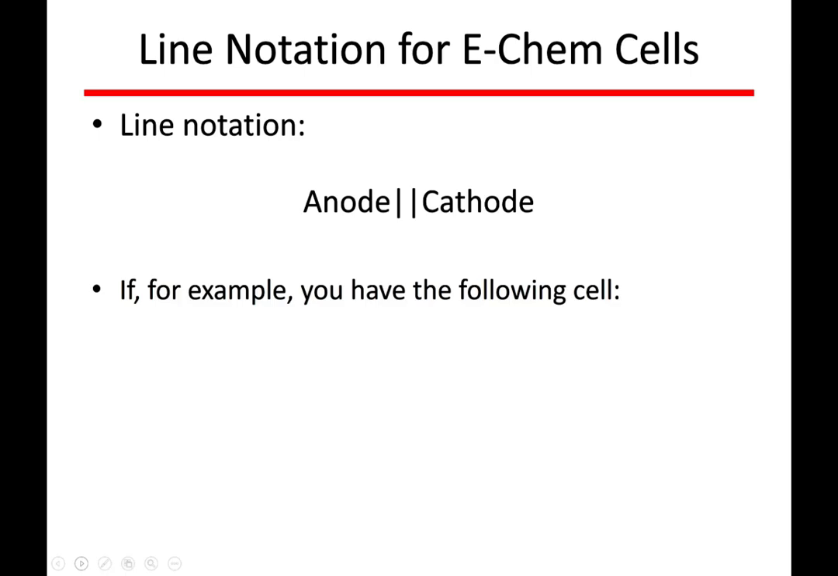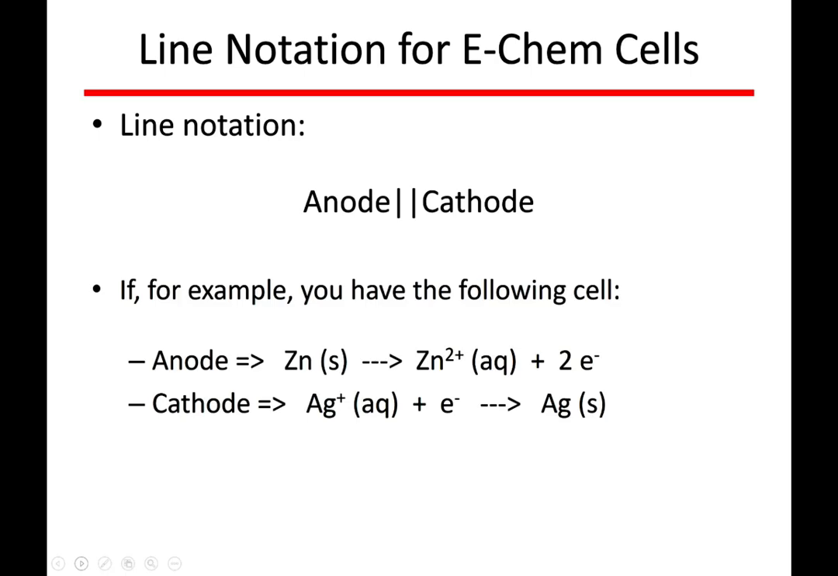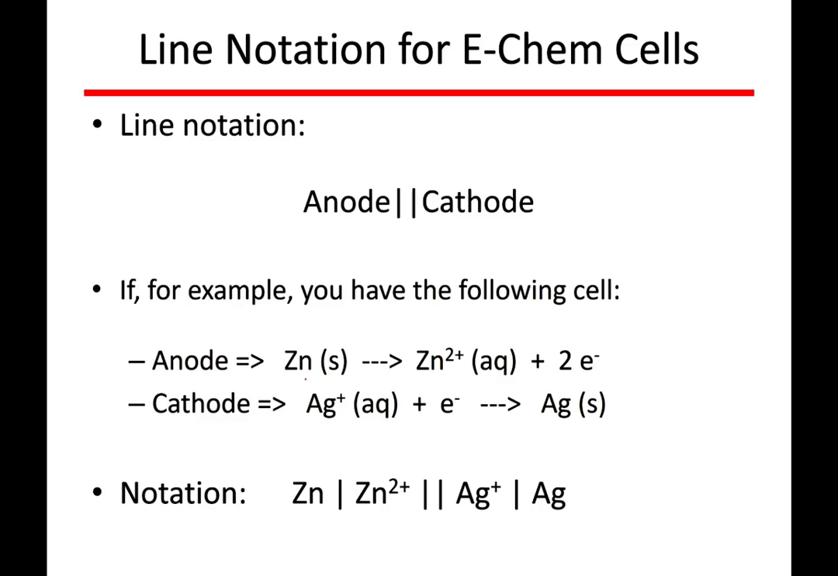We'll consider an example where we have the following cell. At the anode, zinc is being oxidized to zinc 2+, and at the cathode, Ag+ is being reduced to Ag solid. The way that we would represent this cell in line notation would be as follows. We put the anode on the left-hand side, so we're going to say that is our half reaction that involves zinc going to zinc 2+.